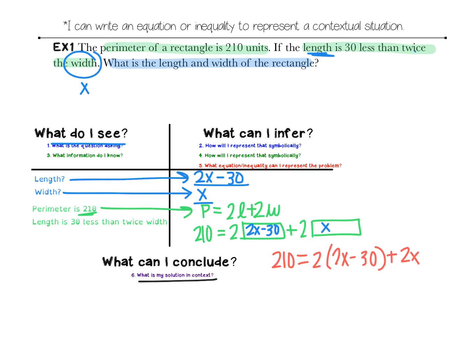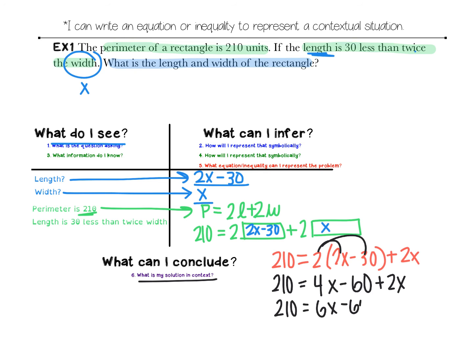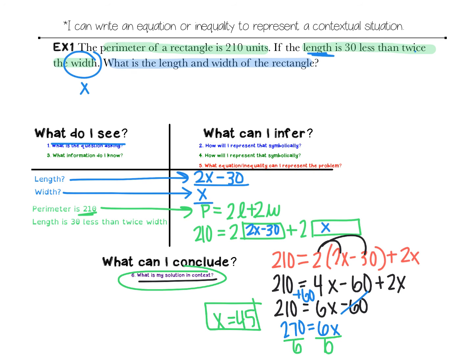So I'm going to solve this out. So I'm going to distribute, and I get that. Combine my like terms, and I'm going to add 60. And then divide both sides by 6. And I end up with x equals 45. So the question is, what is my solution in context?